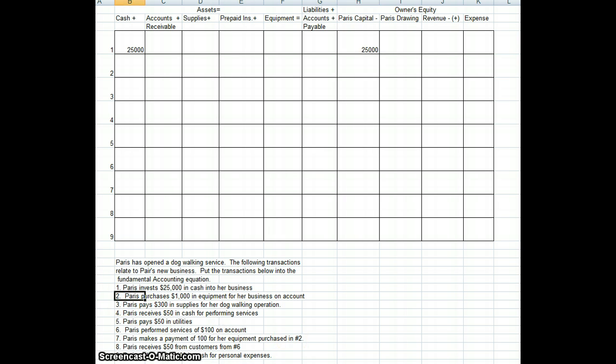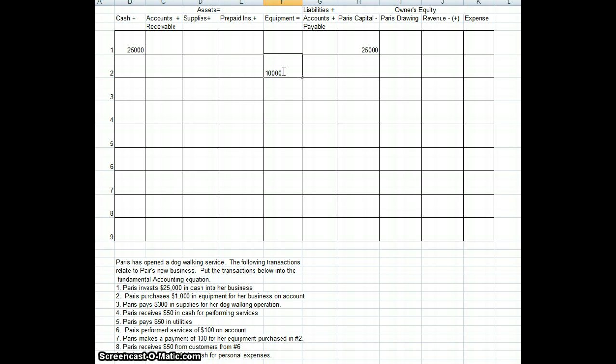Reading number 2, Paris purchases $1,000 in equipment for her business on account. So we have two things going on in this transaction. First, she's purchasing something, and she's purchasing it on account. So first, she's purchasing equipment. So we'll come on up here and we'll find equipment, still under the asset side of our fundamental accounting equation. And she's going to have more equipment since she had a purchase. She may have gone from $0 to $1,000 more. It's going to increase that account. So we'll type in $1,000.